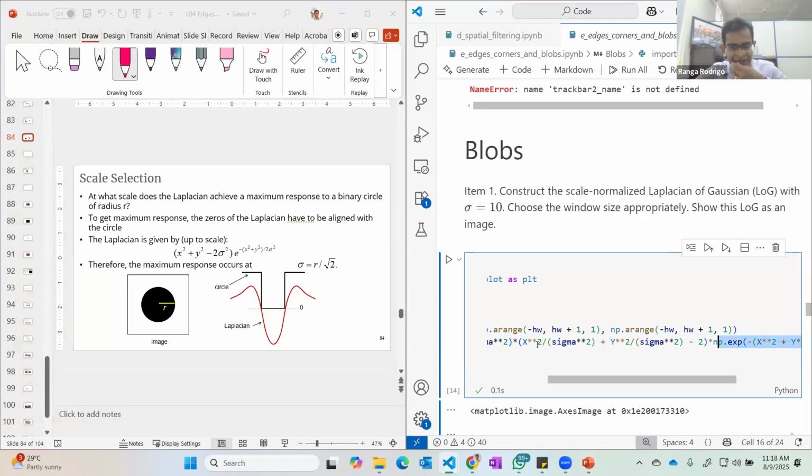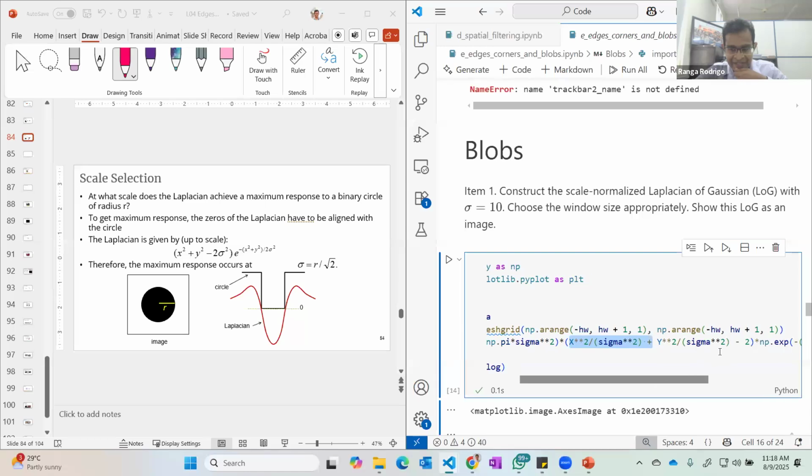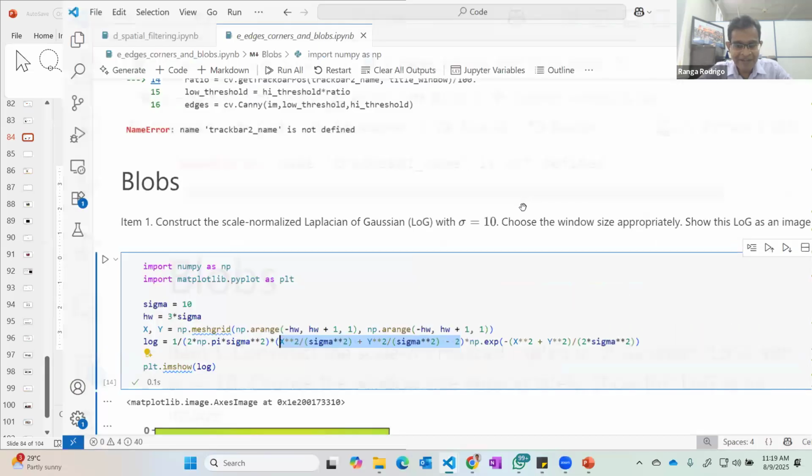Okay, I have divided by sigma squared there, so you can see it is almost the same thing mathematically. I have divided the whole thing by sigma squared. And then there's some scaling factor also in front. I don't know why I decided to do that, but it just doesn't matter, right?